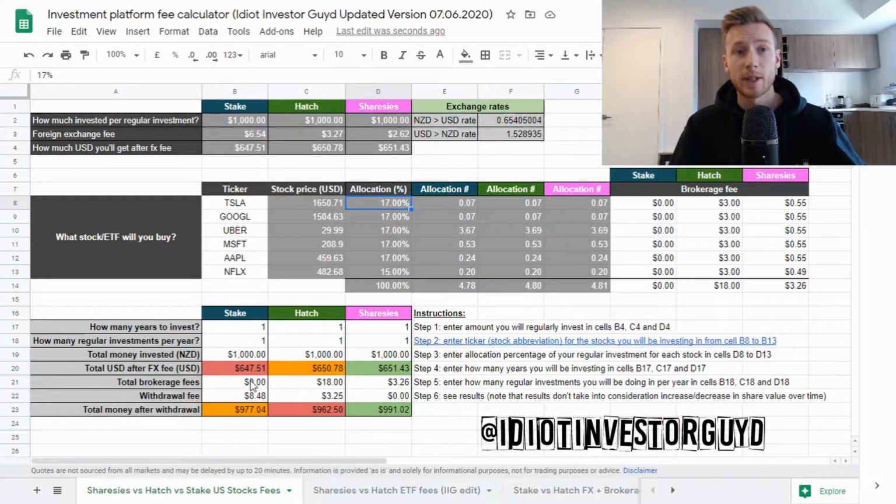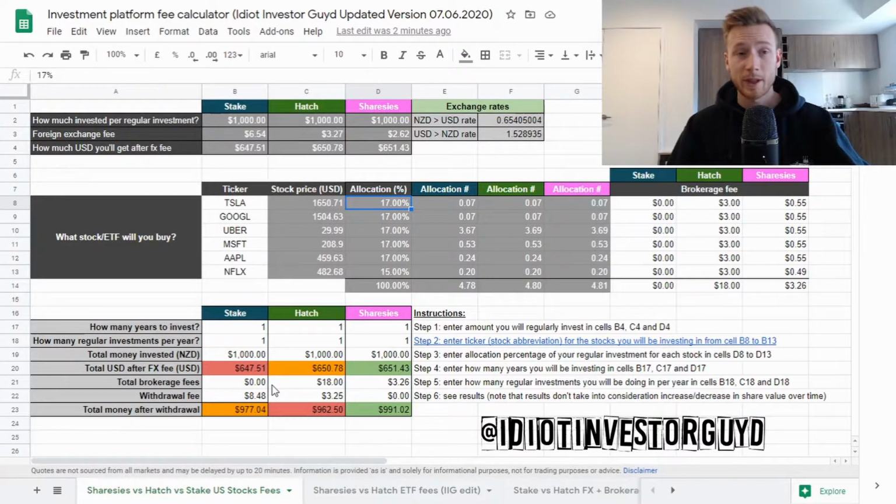Then once the money's in, it goes through what the brokerage fees are for purchasing the portfolio you want, based on the allocation up here. And then when you go to withdraw the money again, what is the cost of withdrawing it? The final calculation is saying, okay, we've put money in, we've lost the exchange fee, then we've bought our portfolio, we've lost the brokerage fee, and then we've withdrawn it again, we've lost the withdrawal fee. What is that in US dollars converted back into New Zealand dollars? And these conversion rates up here are also automated based on current exchange rates, so you never have to change those.